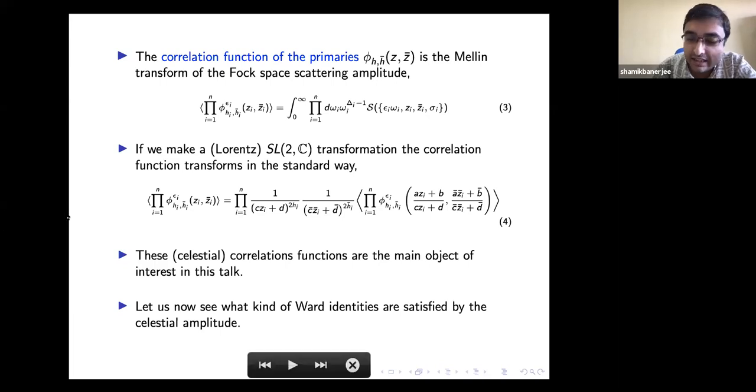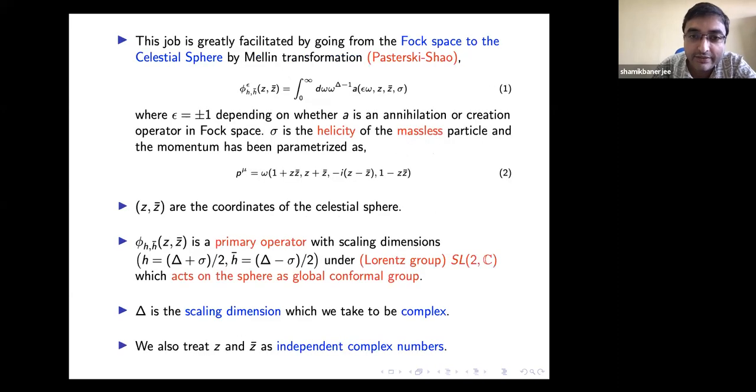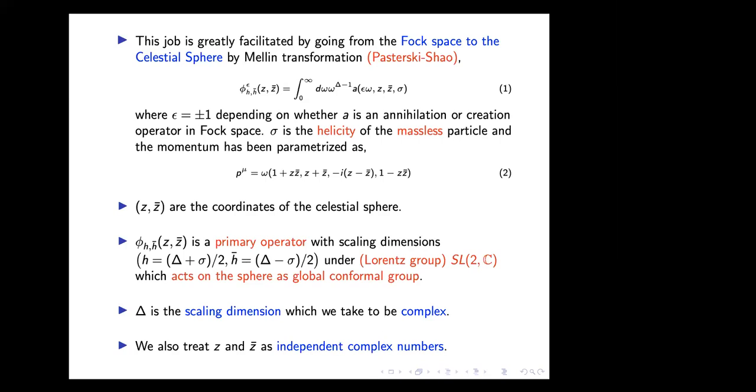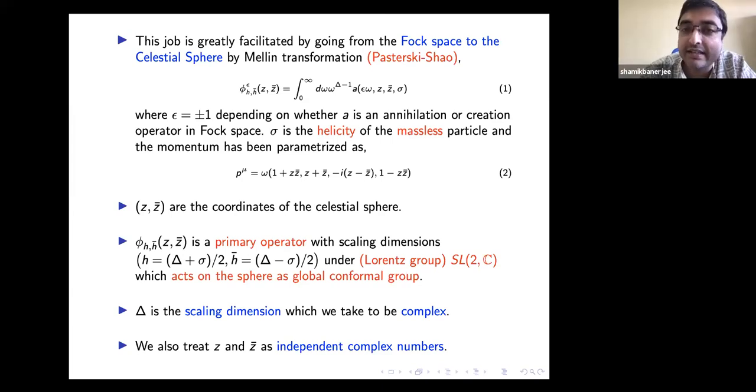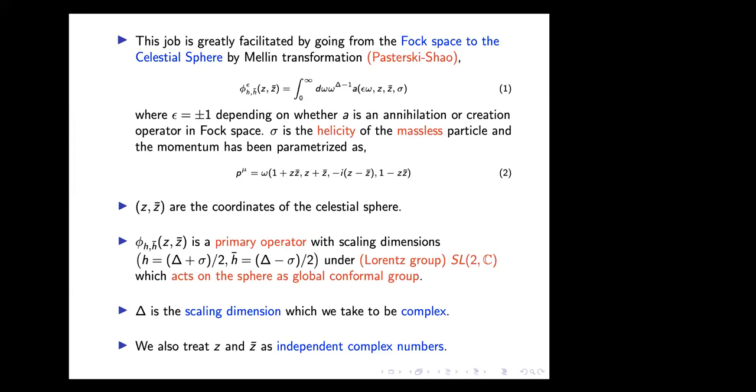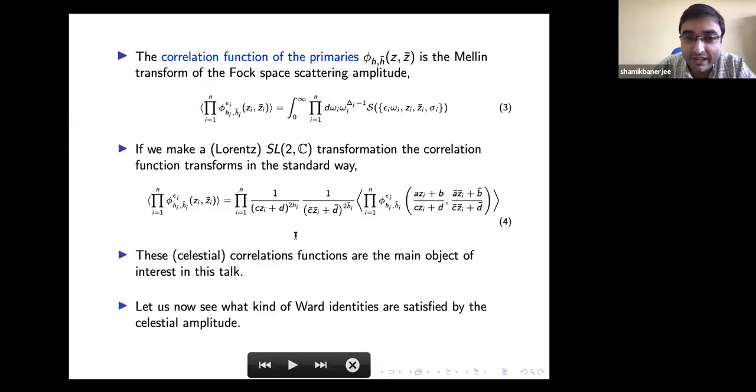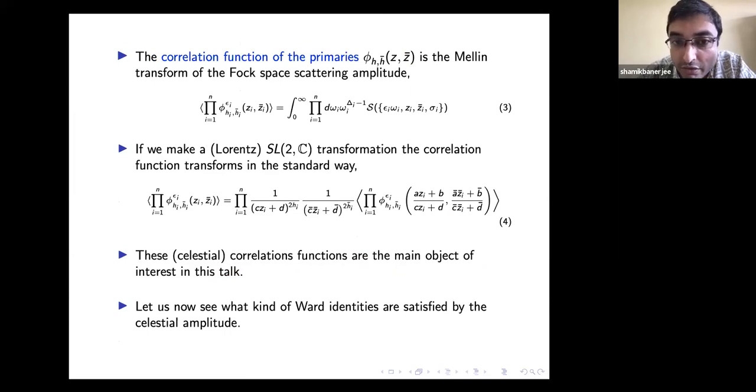Why it goes to the celestial sphere is because of this particular form. If you write p^mu, this thing is massless, so you can see that z z-bar is essentially the direction in which the massless particle moves. But that's true both on the left-hand side and right-hand side of equation 1. The transform is over this omega. Why are we doing this funny omega transform? The omega transformation is because of this equation. These fields now transform like a conformal field theory correlation function.